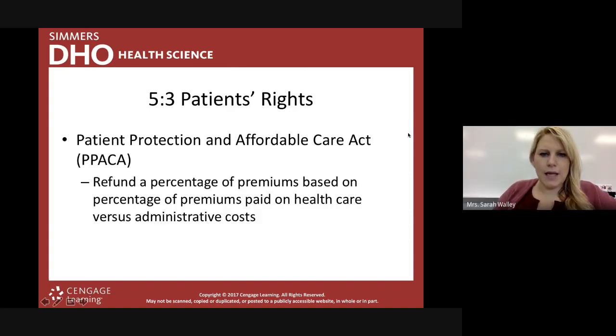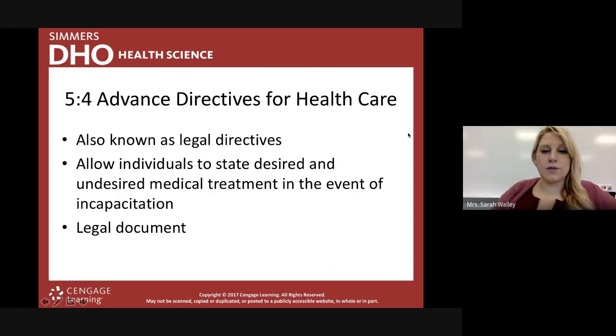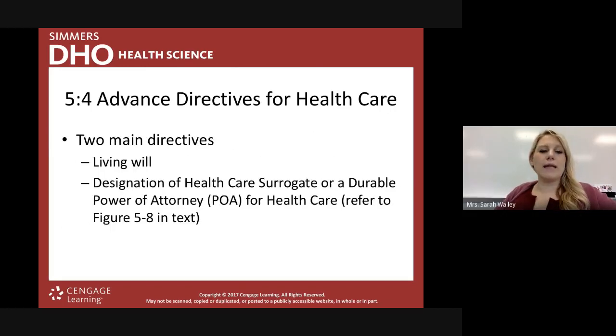Okay, let's go to advanced directives. So advanced directives are interesting. These are known as legal directives. They're a legal document, and there's two different kinds. There's a living will and a designation of healthcare surrogate or durable power of attorney. And these are the two main things. Now, there are also advanced directives like do not resuscitates. And I've got a story about that I'll tell you guys. I've got two stories, actually.